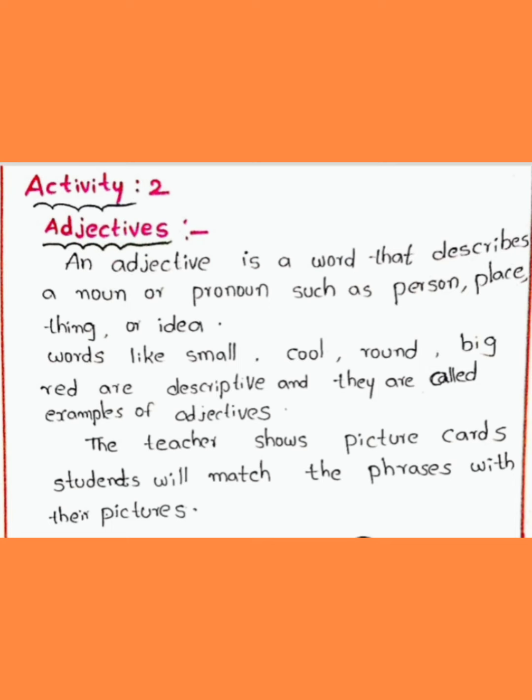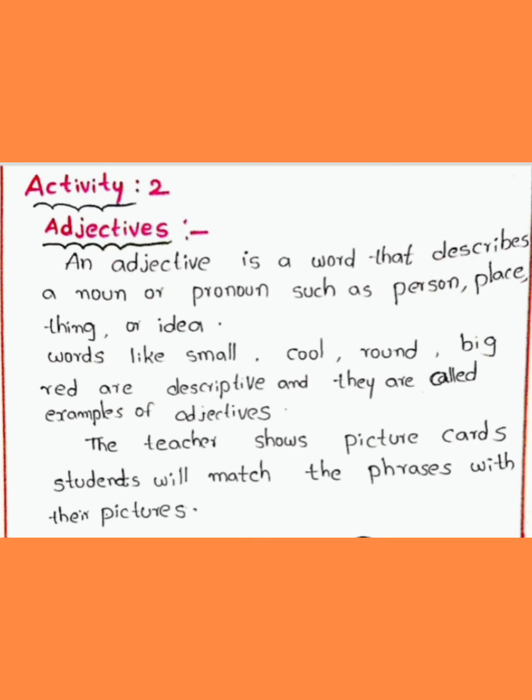Activity 2. Adjectives. An adjective is a word that describes a noun or pronoun such as person, place, thing or idea. Words like small, cool, round, big, red are descriptive and they are called examples of adjectives.